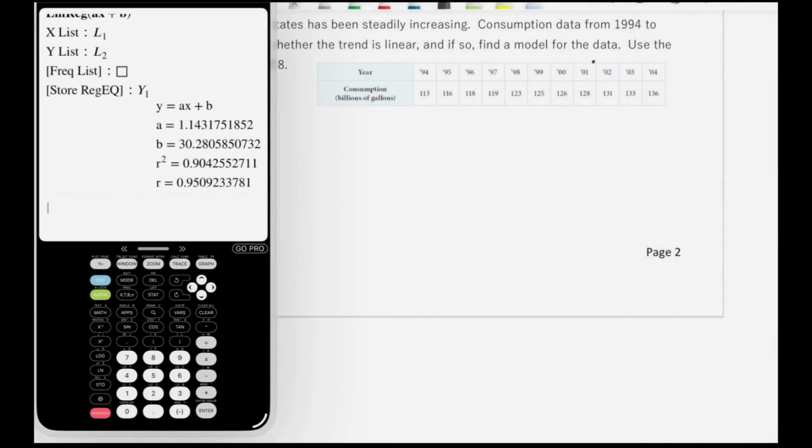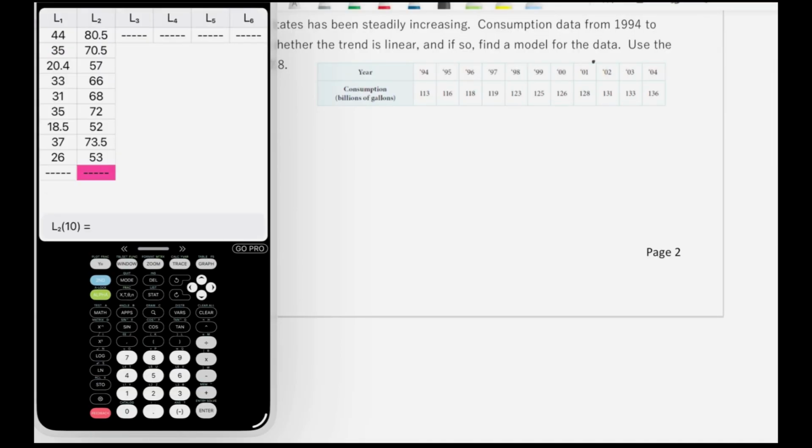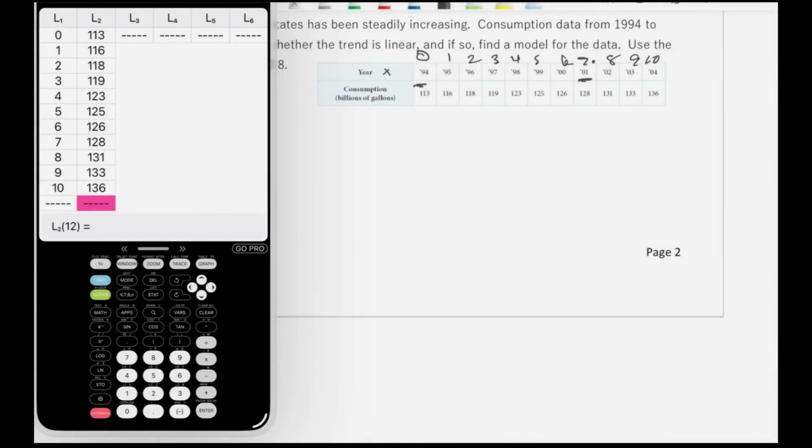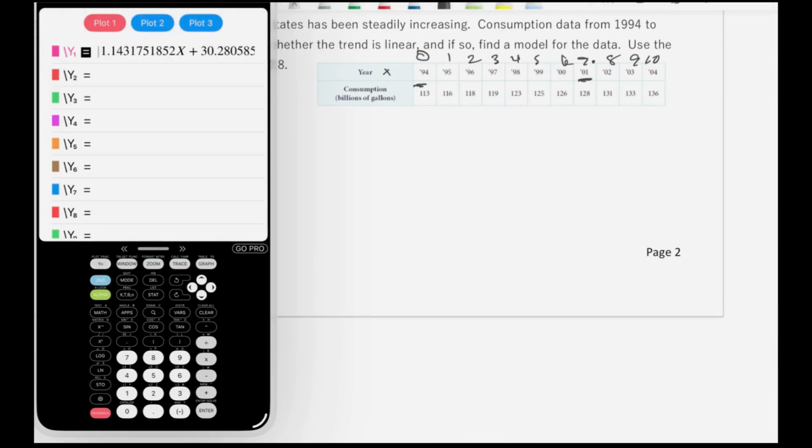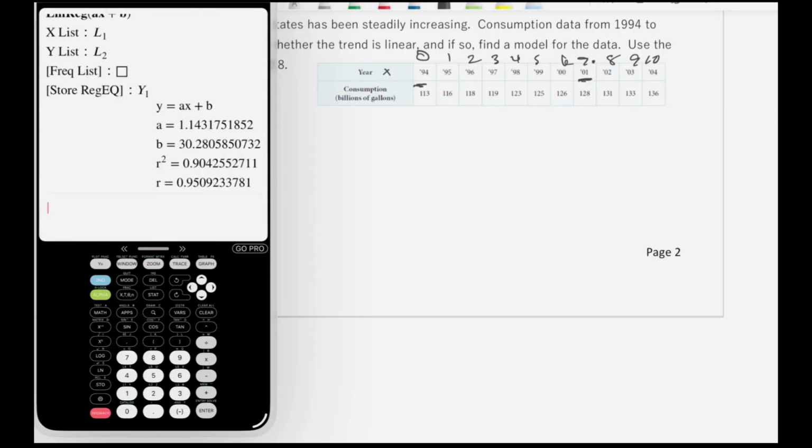What was our deal? Our deal was we go stat, we go edit, and I have lists there. I do want to clear these lists. Don't hit delete, you're going to hit clear. Okay, I already have the plot on, but I have this equation in there from before that I don't want. All right, equations cleared.